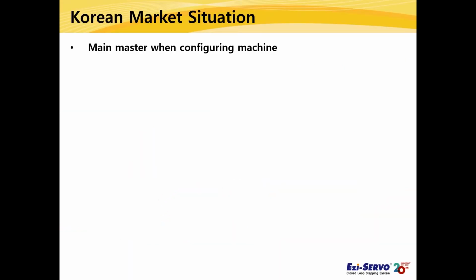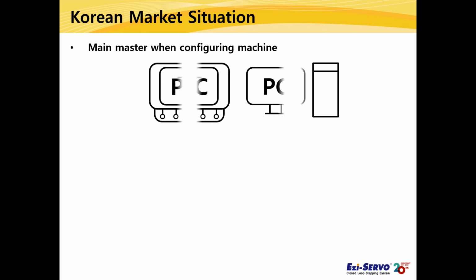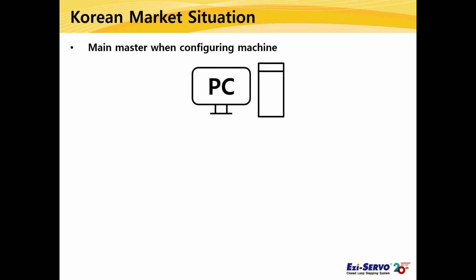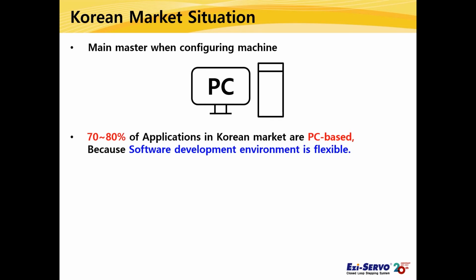Next, prior to the introduction of Ezi-MOTIONLINK Plus-E, I would like to explain the FASTECH's Ethernet products with the example of Korean market situation. When a customer configures the machine, PC or PLC is used in various ways as the main master. In the Korean market, this main master is an industrial PC usually. Almost 70 to 80% of machine builders compose their machine based on PC.